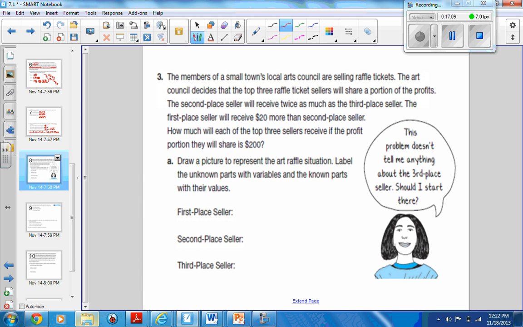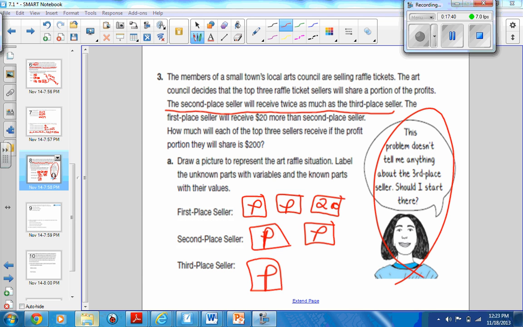Part A. Draw a picture to represent the art raffle situation. Label the unknown parts with variables and the known parts with values. So think about what she's saying over here in the bubble. The problem doesn't tell me anything about the third place seller. Should I start there? Think about where we started last time. That was usually our starting point when they didn't really tell us about something. They just put other things in terms of that. So think about that and start the video again after you have.